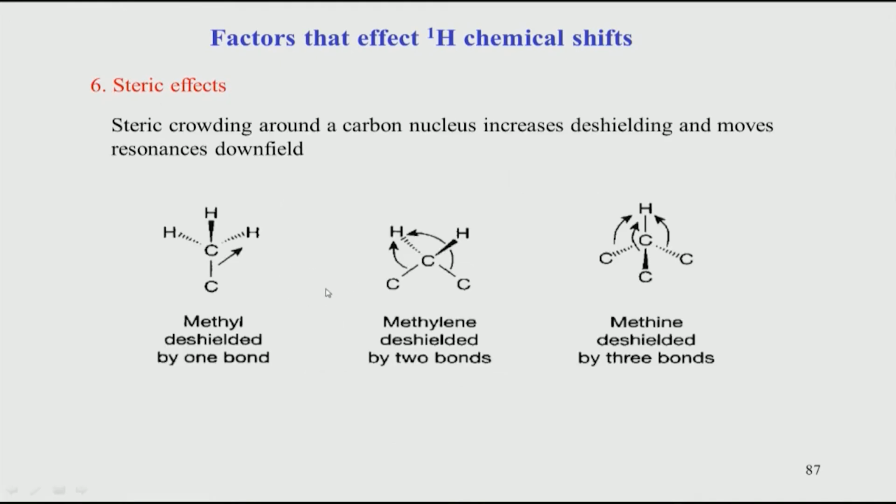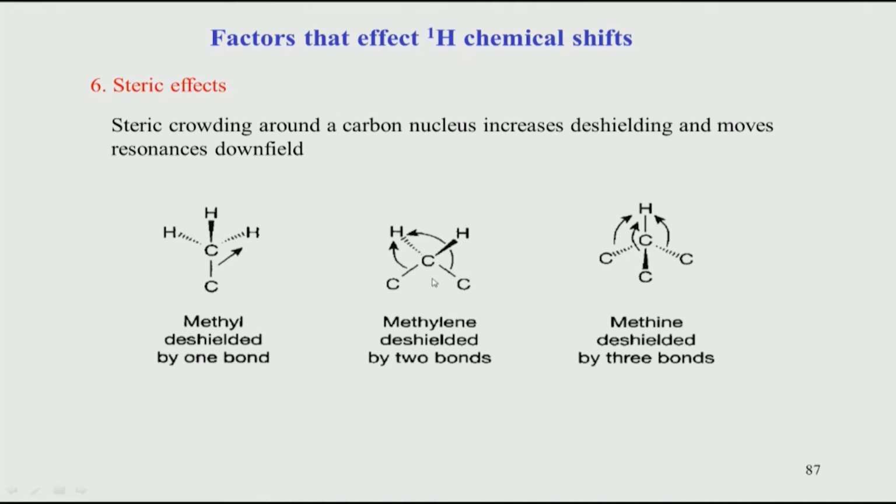Let us continue with the next effect on chemical shift, which is called the steric effect. Steric effect, as we learn in chemistry, is basically the crowding effect. That means, if you have two bulky groups around the molecule, because of the steric effect they influence the structure of the molecule.